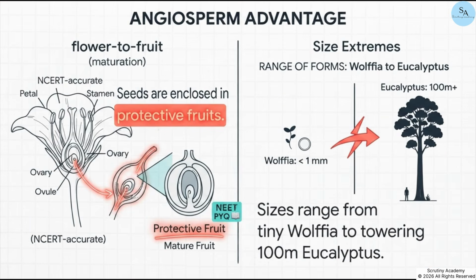And finally, we reach the undisputed rulers of the modern plant world, Angiosperms. They took that seed design and perfected it by enclosing their seeds in fruits, utilizing specialized structures we call flowers. They occupy nearly every single habitat on Earth with size extremes that are just mind-blowing. You have the microscopic tiny Wolffia on one end of the spectrum, perfectly contrasted by massive eucalyptus trees that can shoot over 100 meters into the sky.